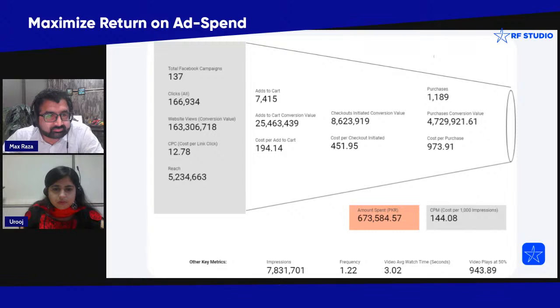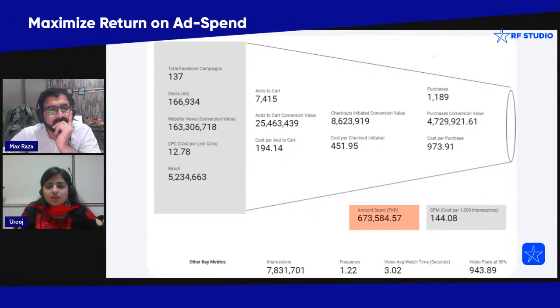Alright. So here you can see that the total amount spent is 6,73,000, and I can see that the add to carts are also fine, but here you can see that cost per add to cart is 200, and the impression is also fine, but frequency is 1.2, and it is for video ad creative, and the average watch time for video is also visible here. But the thing is, the cost per purchase is 973 rupees. That is too much, and it should be reduced because it is costing almost 1000 rupees to get one purchase. So I think that is the problem here.